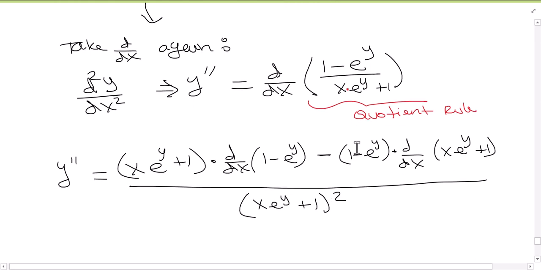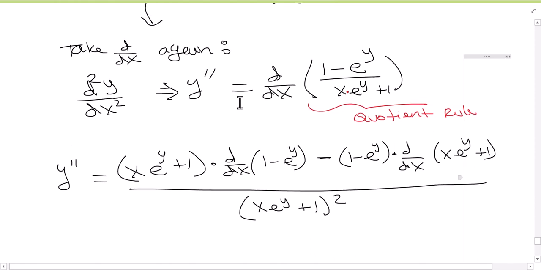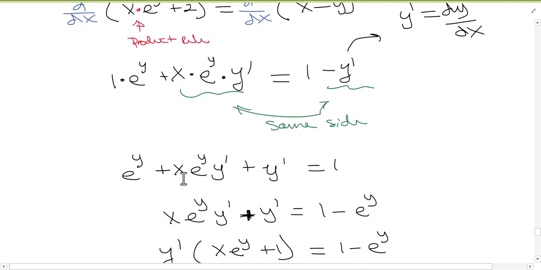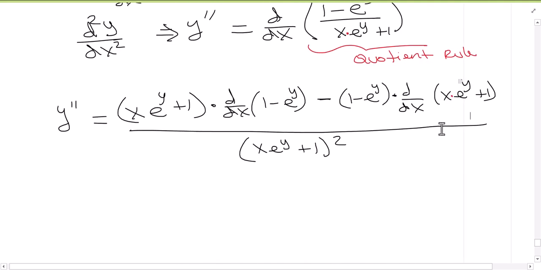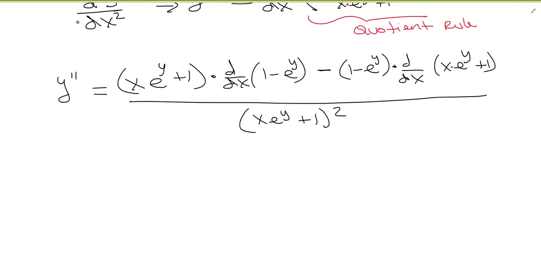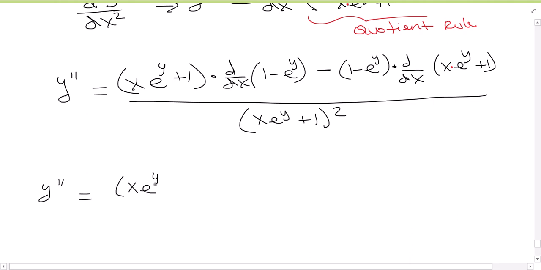And then simplify. Now notice that this x times e^y, we already took the derivative of that. That was what was originally here, x e^y. This was plus 2, we have plus 1, but we already took the derivative of that, so you can just copy that over here when we take the derivative, or we can just go through and take the derivative all over again. So let's see, we have (x e^y + 1) times the derivative of this. So the derivative of 1 is 0.